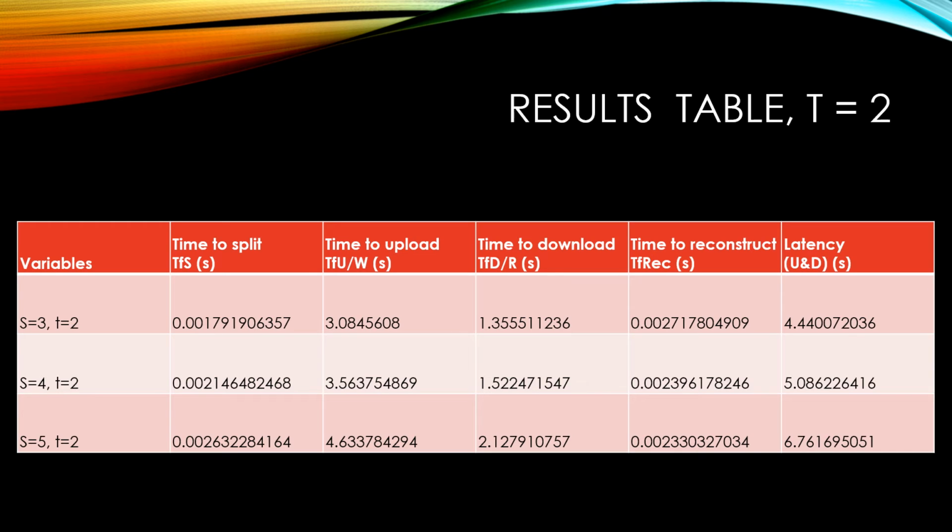In this chart we can see that the fewer shares produced while t equals 2 reduce the amount of time taken to upload and download the files. This would make sense as there are fewer files to be sent.